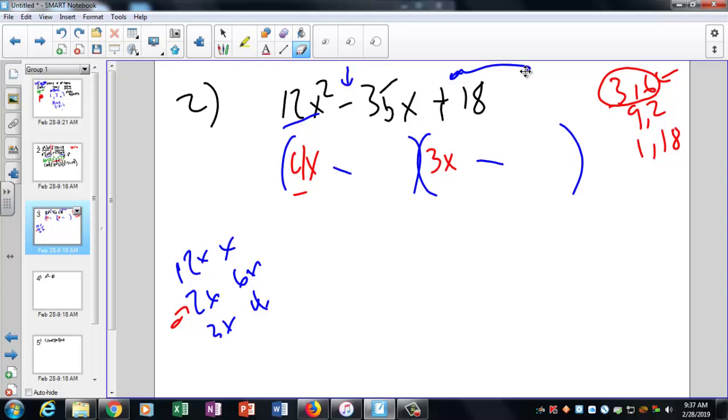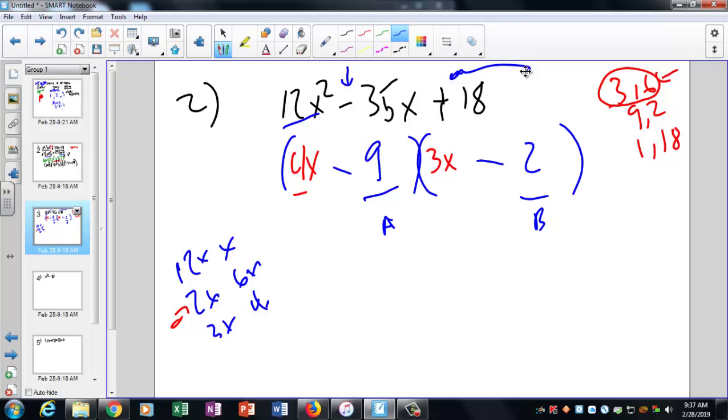Now, where am I going to put the 9? You only have two choices. You either put it in A or you put it in B. Where's the 9 going to go? Why? 4 and 9 don't have any common factors. 3 and 9 do. So you can't put the 9 over there. So this is a 2.